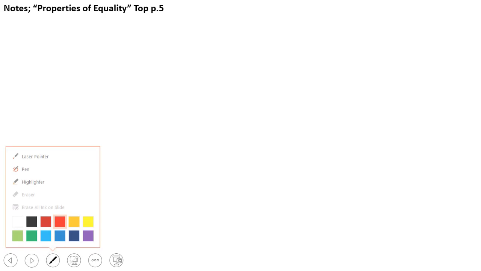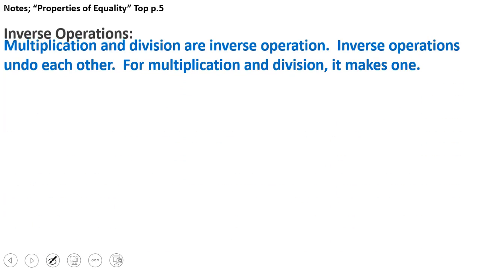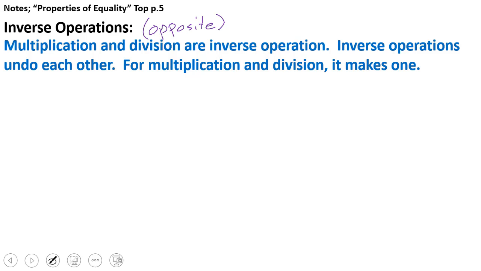We need to talk about some more inverse operations. It just so happens that multiplication and division are inverse operations. Why? Because they are opposite. Multiplication and division are opposite operations. They are inverse operations, and inverse operations undo each other. For multiplication and division as inverse operations, they make one.